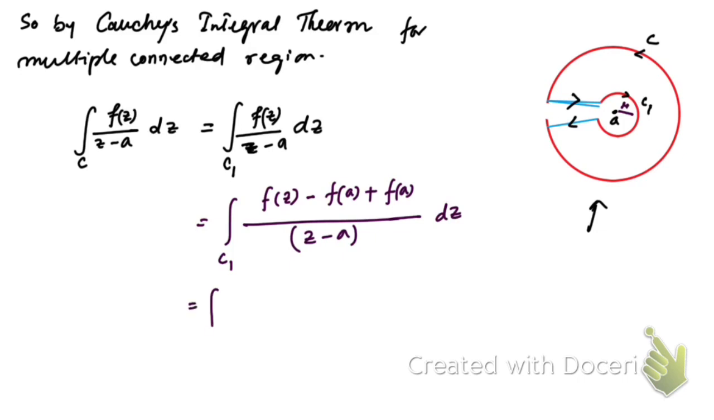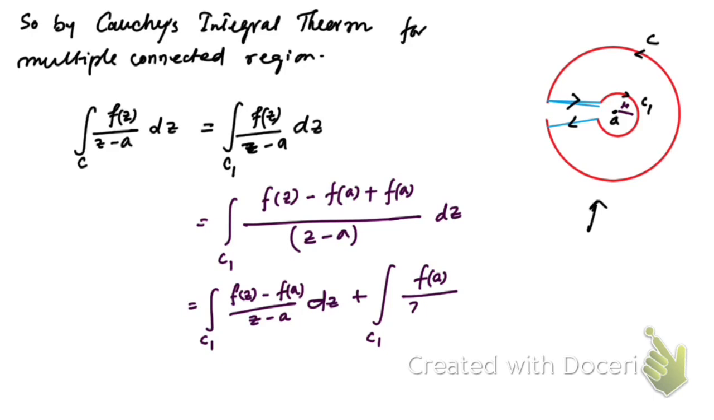So, the integral of f of z minus f of a divided by z minus a dz, plus the integral along c1 of f of a by z minus a dz. That's what we can write.